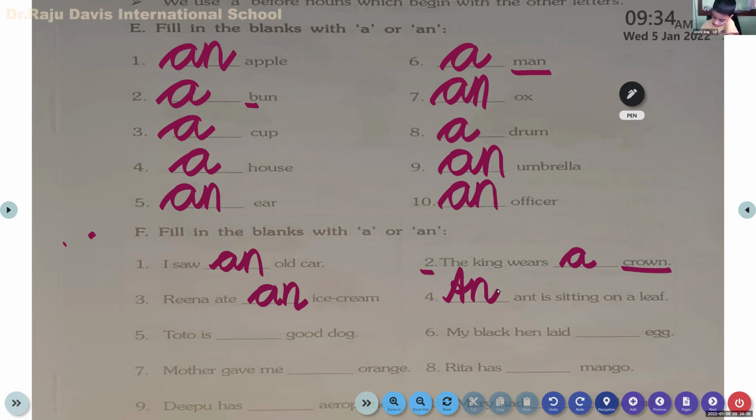Good dog. Okay. So what do we have to use there? A or an? It's not tortoise, my dear. It is Toto, the name of a dog. So we have to use there. It is G-O-O-D, good. So good dog. We have to use A or an there. Anai, A. Yes, very good. Okay, Toto is the name of a dog. Okay, my dear children. So Toto is a good dog.